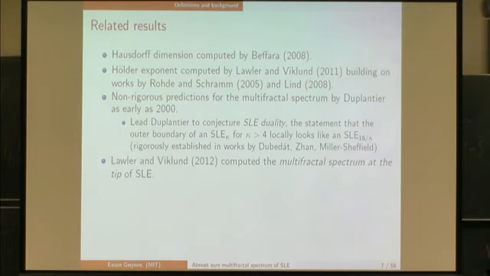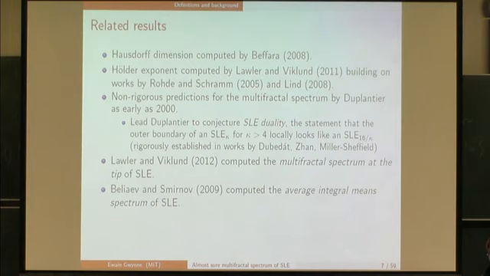So the first rigorous calculation of an almost sure multifractal spectrum type quantity for SLE is the calculation of the tip multifractal spectrum by Lawler and Viklund in 2012. This is kind of similar to the regular multifractal spectrum, but instead of looking at the whole boundary of the domain, you just look at the behavior of your conformal map near the tip of the SLE curve. And then additionally, Belyaev and Smirnov computed the average integral mean spectrum of SLE in 2009, which I'll talk a little bit more about in a moment.